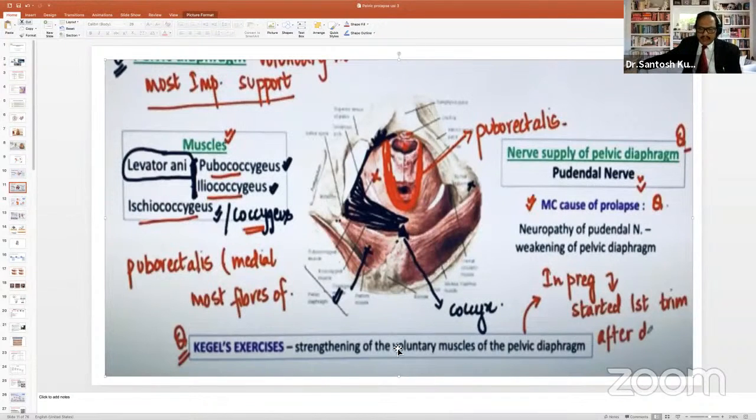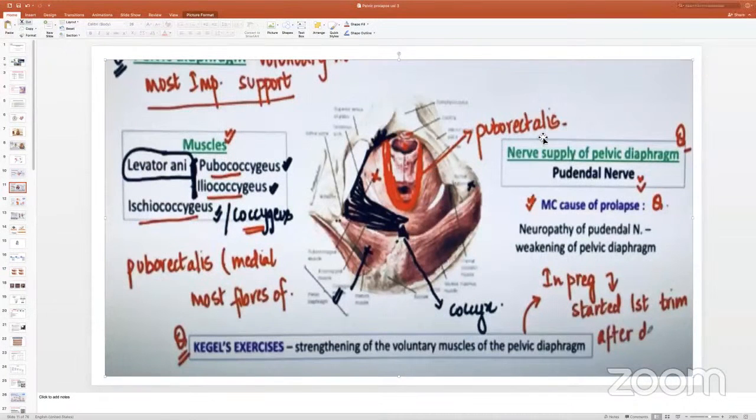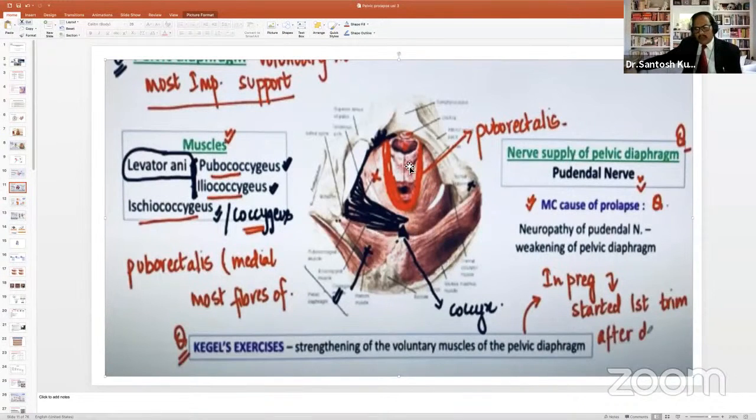And in pelvic prolapse, you have to strengthen all these muscles by doing Kegel exercises. So side by side, I am discussing the importance of these muscles, how they prevent prolapse, and how to strengthen them by doing Kegel exercises. And the nerve supply of all these muscles is the pudendal nerve.